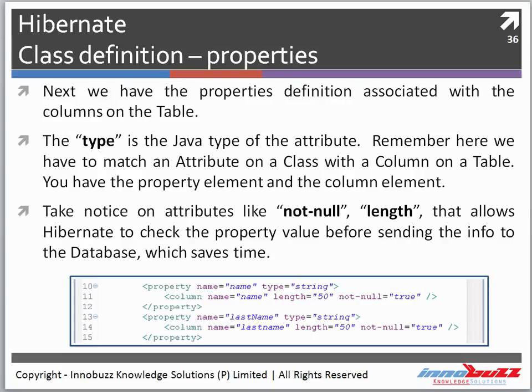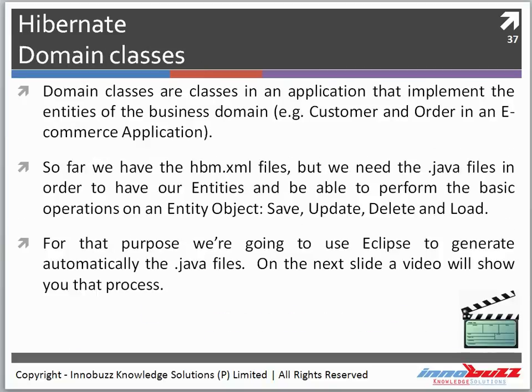This is the properties or attributes definition of the class. Review the additional comments. Domain classes. These are classes in an application that implement the entities of the business domain, meaning that they are the classes that define the business and are important concepts in the application.